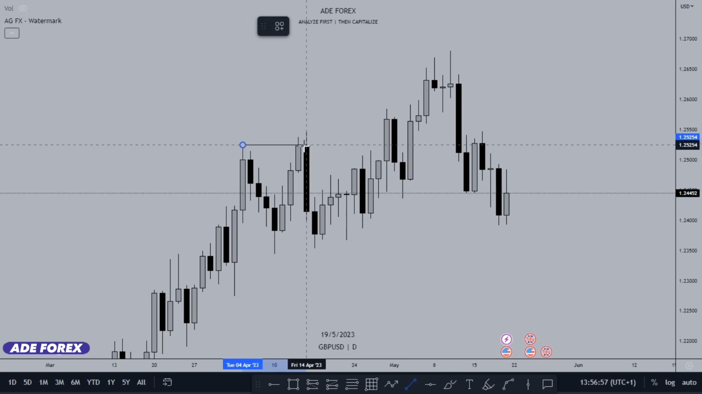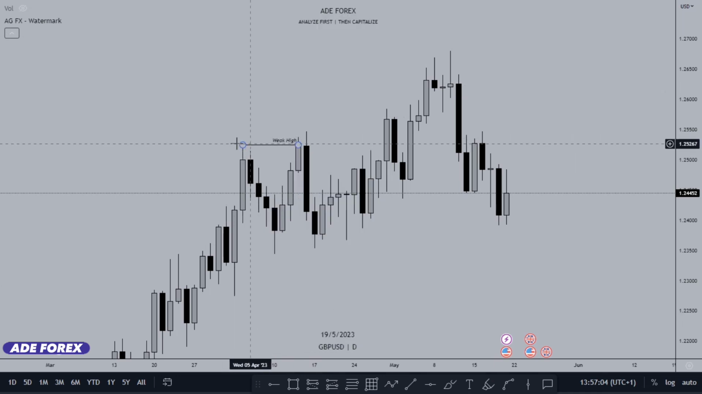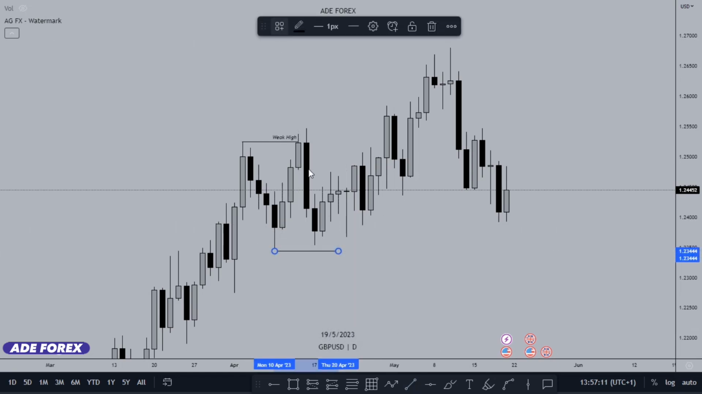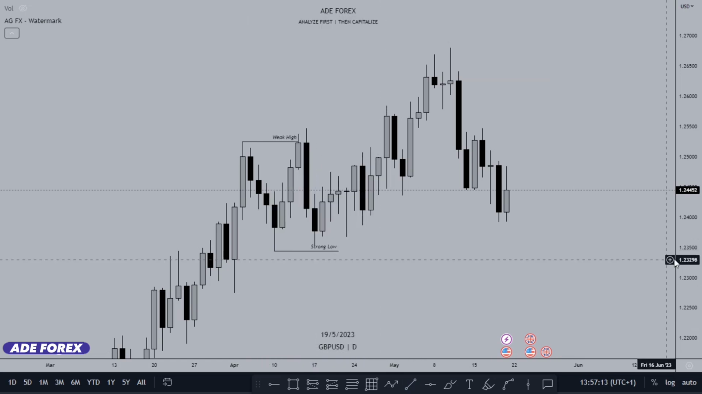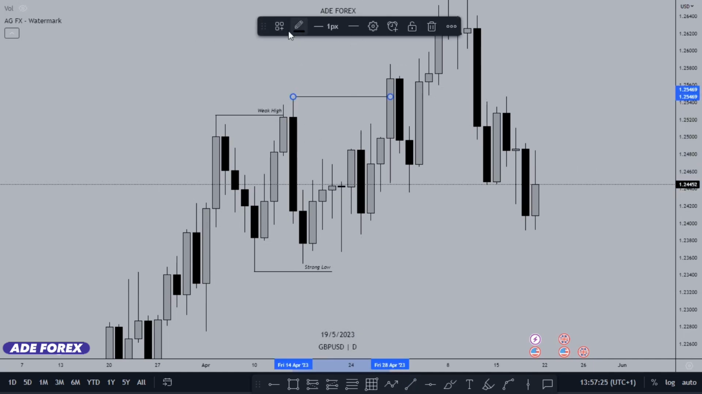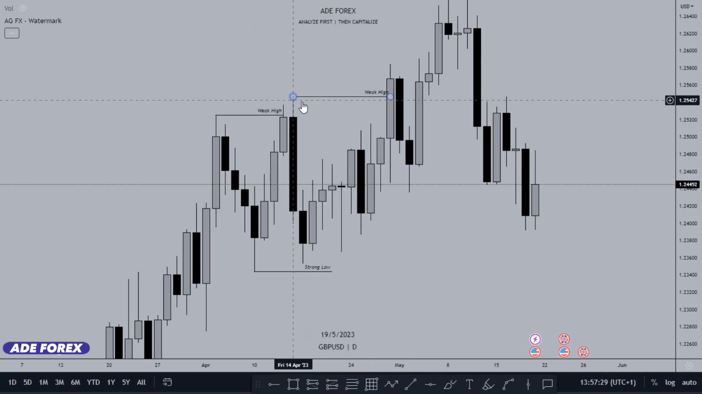The market broke structure. So the market broke this weak high. So this was a weak high. The market broke structure right here, and then guess what we are going to call this low? This is a strong low, obviously. So after that, the market retraced, respected this strong low, and then we broke structure once again. So the market broke this high. This is also a weak high, a confirmed weak high.